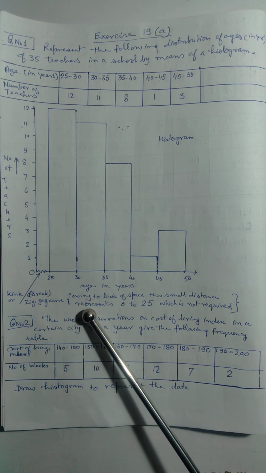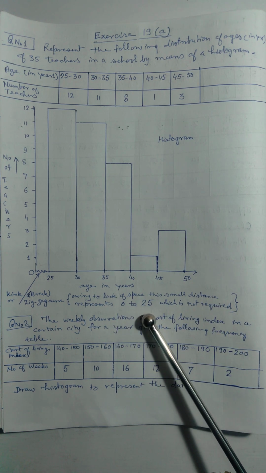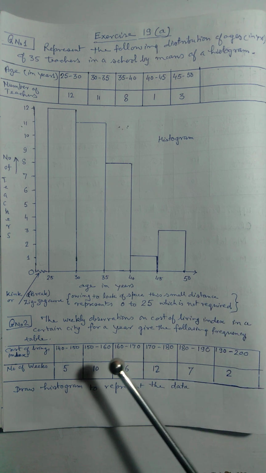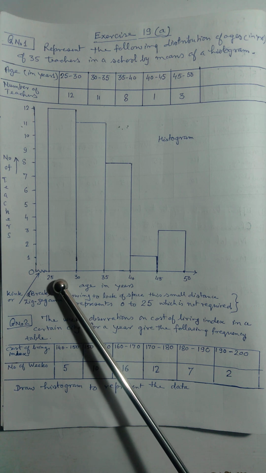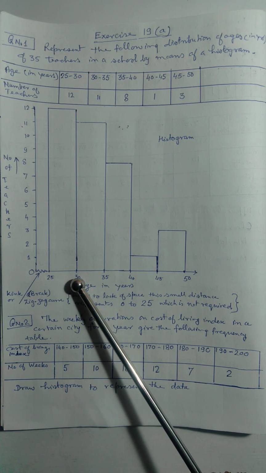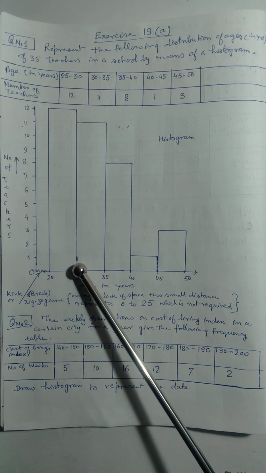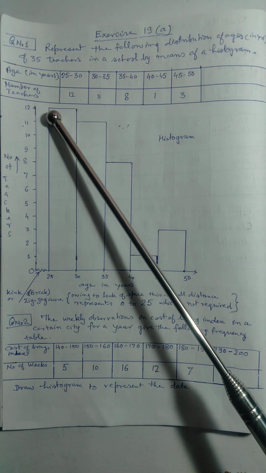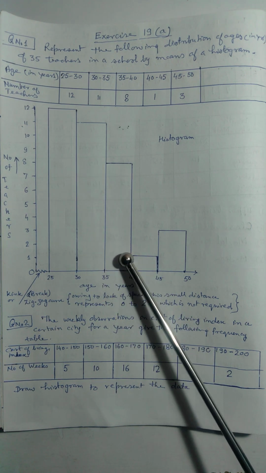Owing to the lack of space, this small distance represents 0 to 25, which is not required. So, along with this, we have to make the vertical rectangle of width 2 centimeter and the length is 12 centimeter. And this type of graph is known as histogram.